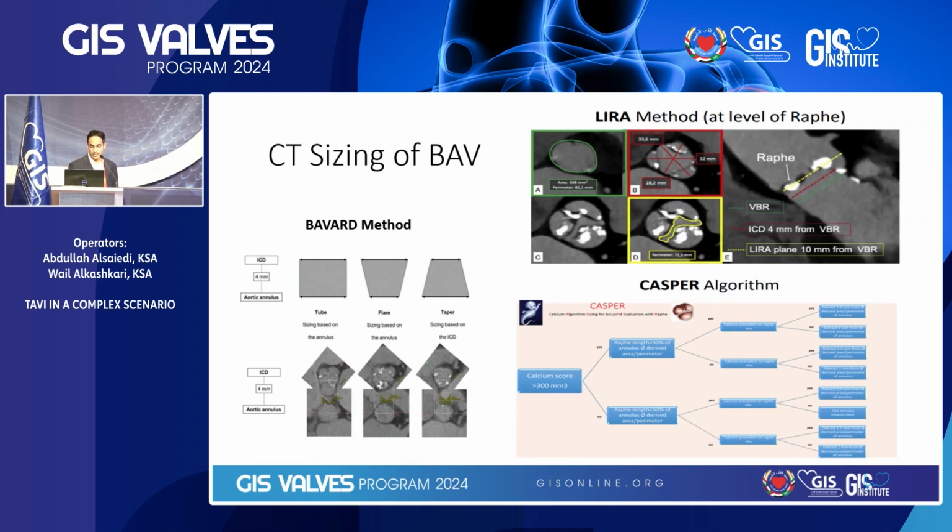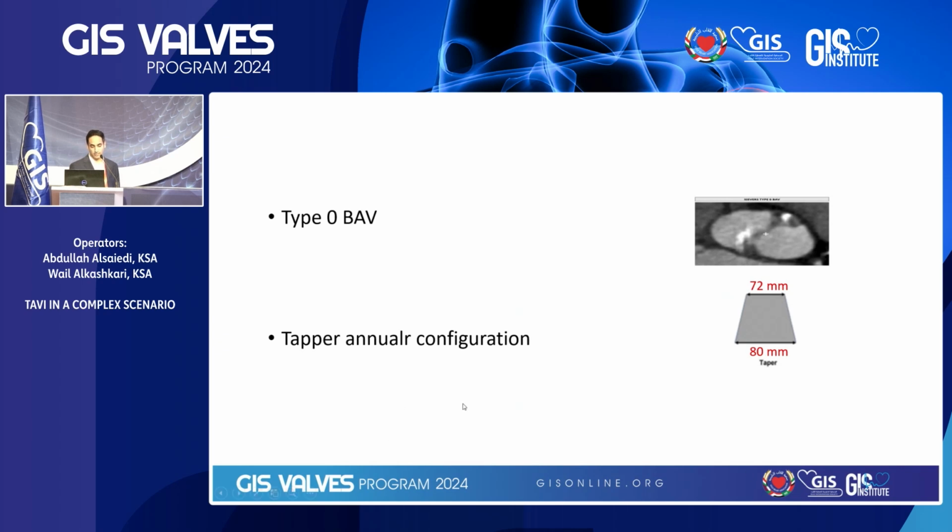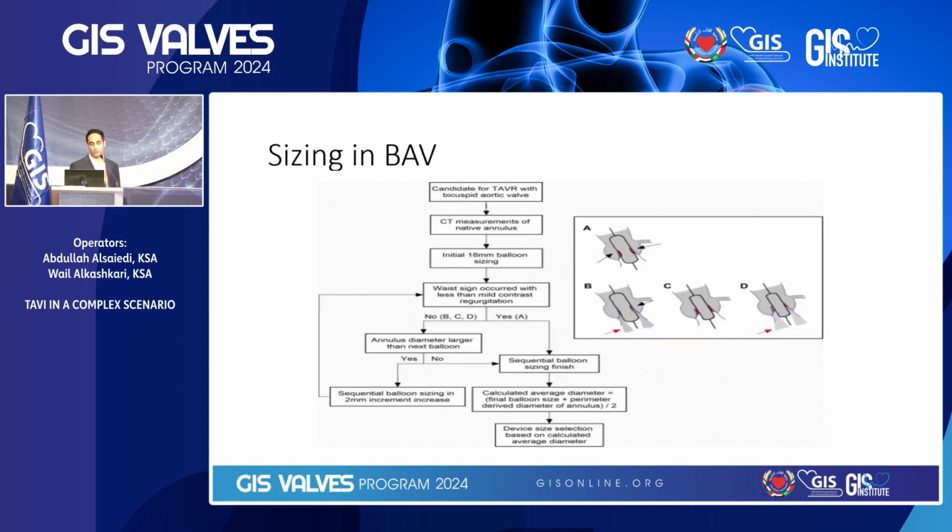Going back to our patient, the patient has a type 0 bicuspid aortic valve. Looking at the annular configuration, when we measured the perimeter derived at the level of the annulus, it was 80, while at 4 millimeter, the level of ICD, it was around 72. So we're dealing with a tapered annular configuration. Based on our measurement, if we're going to go for 80 millimeter, then we're going to use 29. And if we're going to go with this one, it's going to be 26. So we ended up with having a 26 balloon. However, we want to confirm our findings, so we went with sizing by balloon.